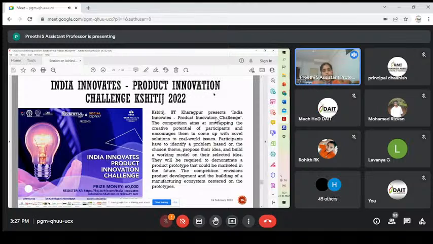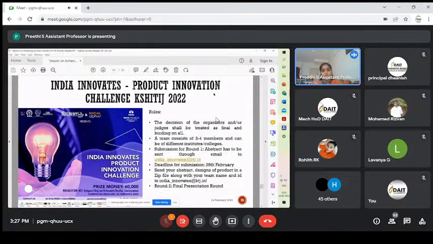You just need to find a correct theme and a correct idea in that particular theme or field, and find a solution for that. Yes, so this is also teamwork. The team can consist of 3 to 4 members, and the submission for round one is only an abstract.